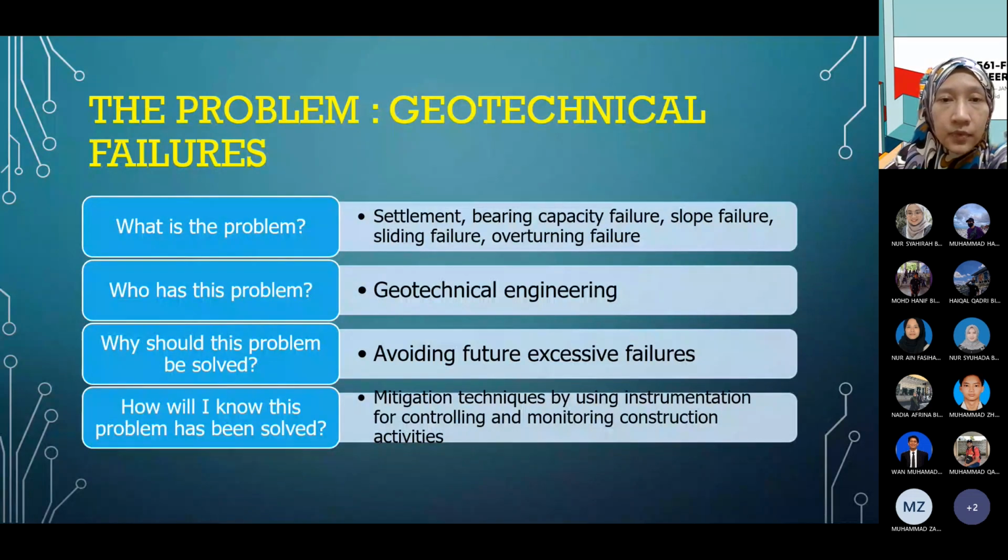So the instrumentation and monitoring can be conducted in the preliminary stages of construction, as well as during the construction, and also in the post-construction. Post-construction here refers to the long-term period of stability.